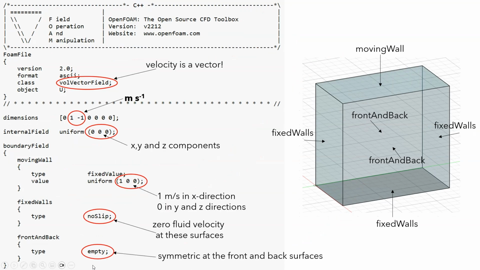If we open the velocity file U, we find that the class is volVectorField because velocity is a vector. Dimensions are in meter per second. The initial internal velocity is uniform, having 0 velocity in all three components. For the moving wall boundary, a uniform velocity of 1 meter per second is specified in the x velocity component, while 0 for y and z components. A no-slip boundary condition is specified for fixed walls, and empty is specified for the front and back walls, because they are symmetric. That is the end of the initial and boundary condition specification.